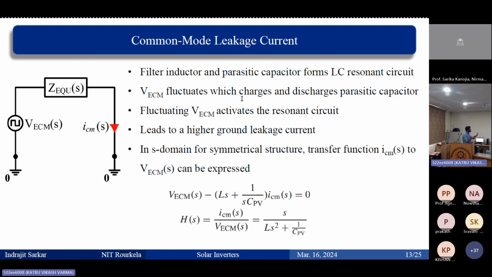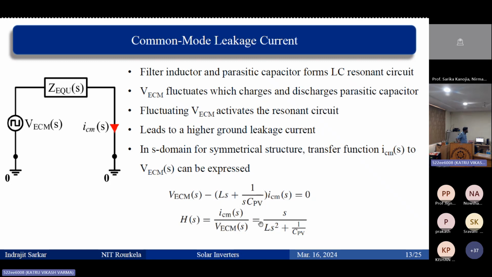V equivalent common mode voltage fluctuating, definitely it is going to charge and discharge the parasitic capacitor. So common mode current is going to exist. And since it's an LC resonance circuit, there will be a resonant current. So if it matches, it leads to high ground leakage current. You must have heard that in LC resonance, when it is series resonance, the impedance is minimum and current is high.